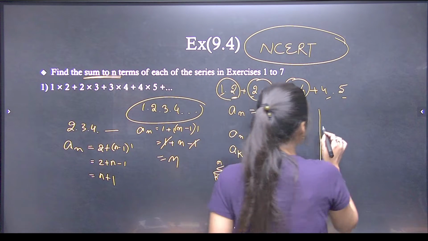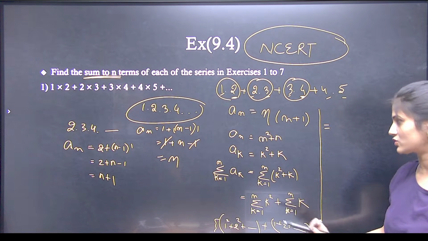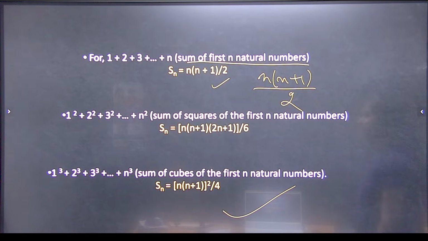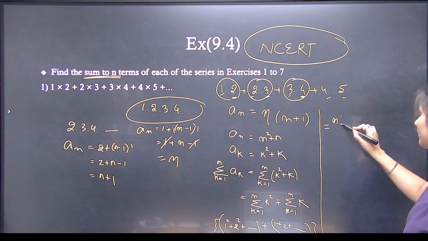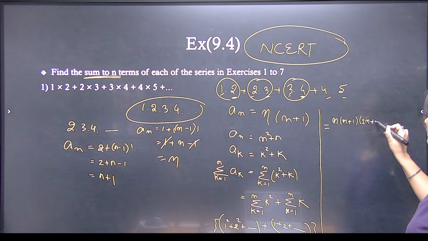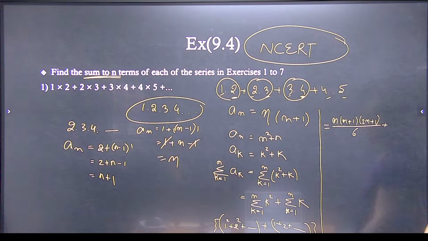Okay, so here we have the formula for the sum of squares of natural numbers. The sum of squares of natural numbers is n into n plus 1 into 2n plus 1 by 6. So I'll write n into n plus 1 into 2n plus 1 by 6 plus, here it is 1 plus 2 plus 3, so it is the sum of natural numbers, which is n into n plus 1 by 2 by the first formula.